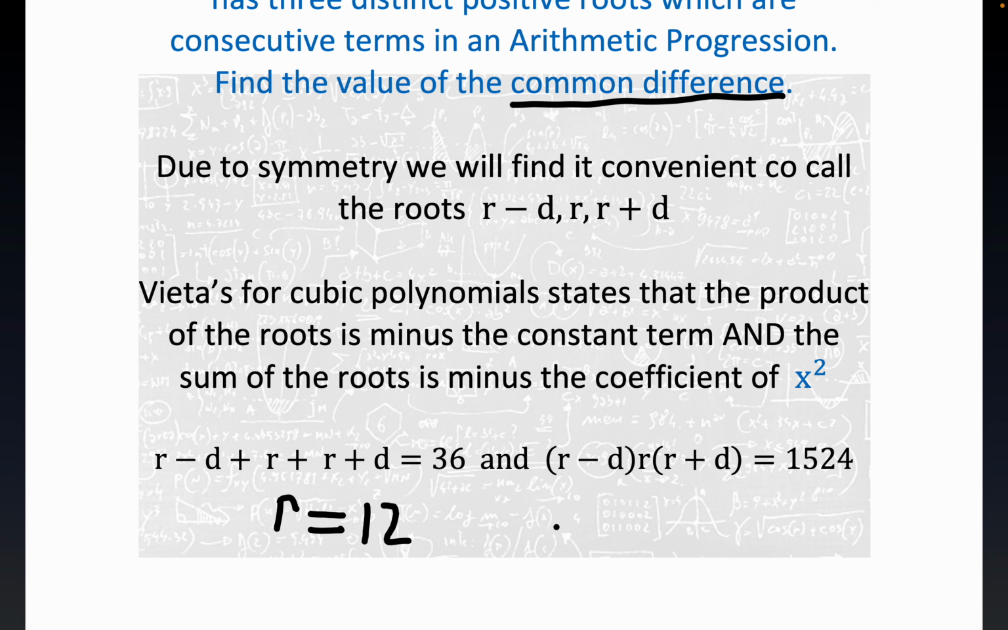Now from here, I'm going to write this out. r minus d times r plus d is the difference of two squares. So I'm going to go ahead and write down 12 at the beginning. That would be this r right here. And then that's going to be times 12 squared minus d squared. And again, I'm just doing the difference of two squares on the fly here.